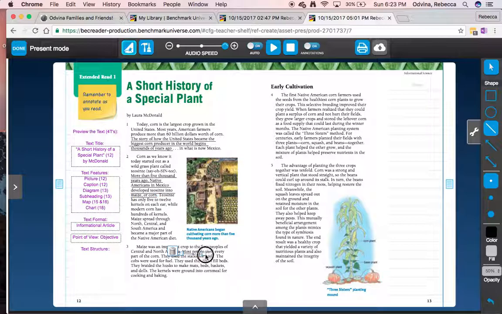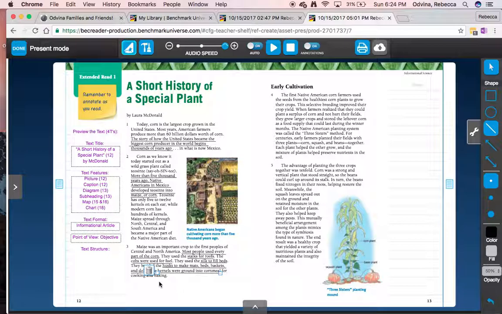Most people used every part of the corn. And I'm going to go with just the part and what it was used for. The stalks were used for roofs, the cobs were used for fuel, the silk to fill beds, and they braided the husks to make mats. Oh, and I can continue that one. Beds, baskets, and dolls. And the kernels were ground into cornmeal for cooking and baking.